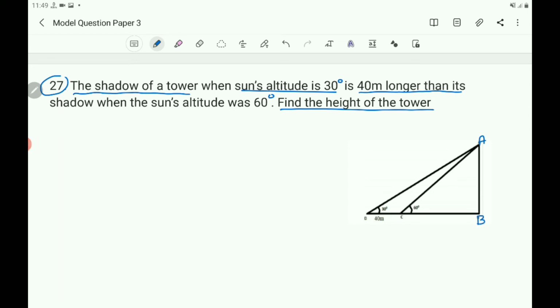Consider here AB is the tower, and the shadow, here you take, this is the shadow when the angle of elevation is 30 degree, that is sun's altitude is 30 degree, and this is the length of the shadow when the sun's altitude was 60 degree. So here let us take BC is the shadow when the angle of elevation, that is the sun's altitude, is 60 degree, and the length of the shadow when the sun's altitude is 30 degree becomes 40 meter longer, means x plus 40 meter. Now here what we have to find out, we have to find the height of the tower, that is AB.